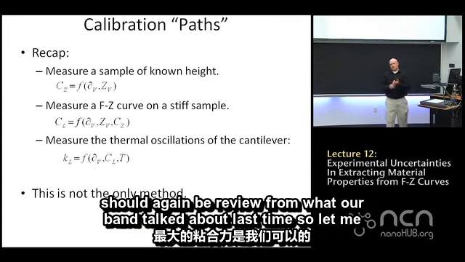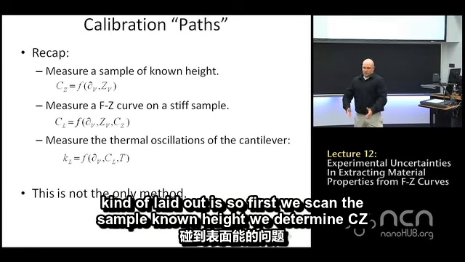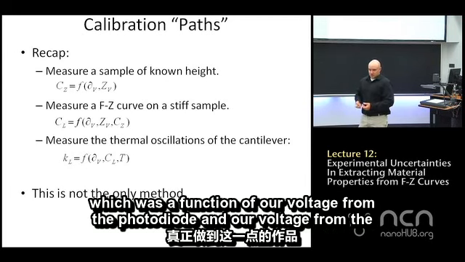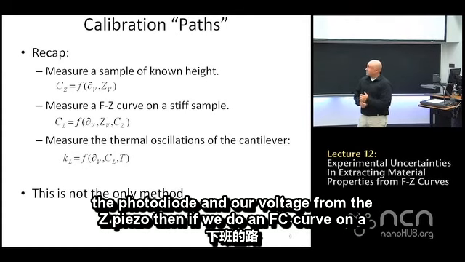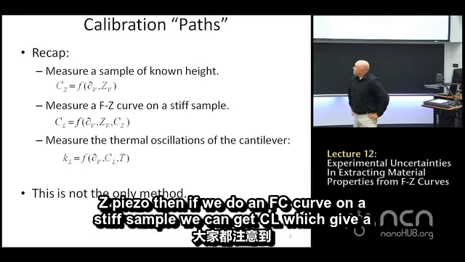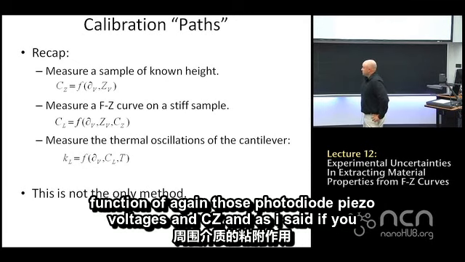So let me just recap what this calibration path I laid out is. First, we scanned a sample of known height. We determined CZ, which was a function of our voltage from the photodiode and our voltage from the Z piezo. Then if we do an FC curve on a stiff sample, we can get CL, which is a function of, again, those photodiode piezo voltages and CZ.